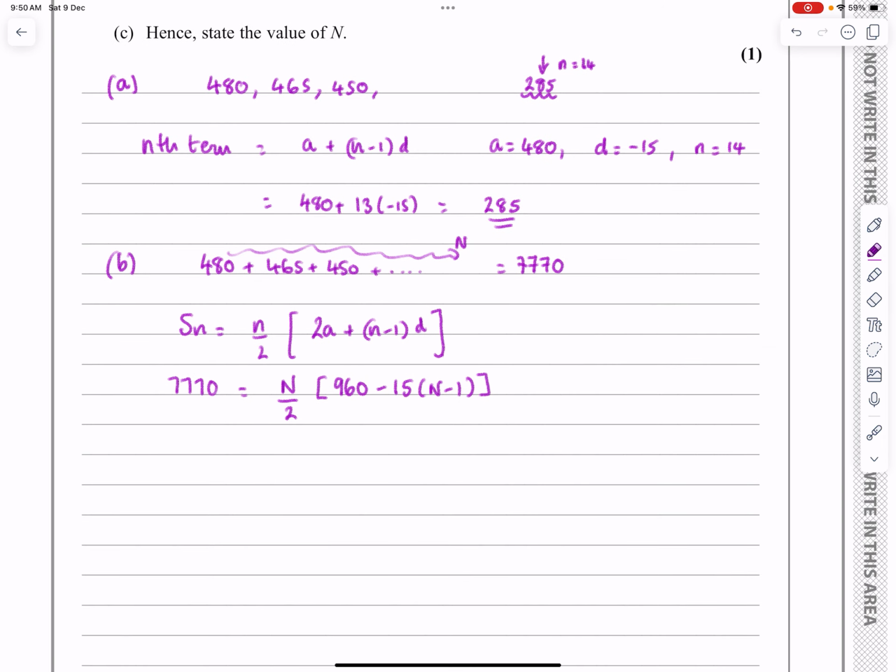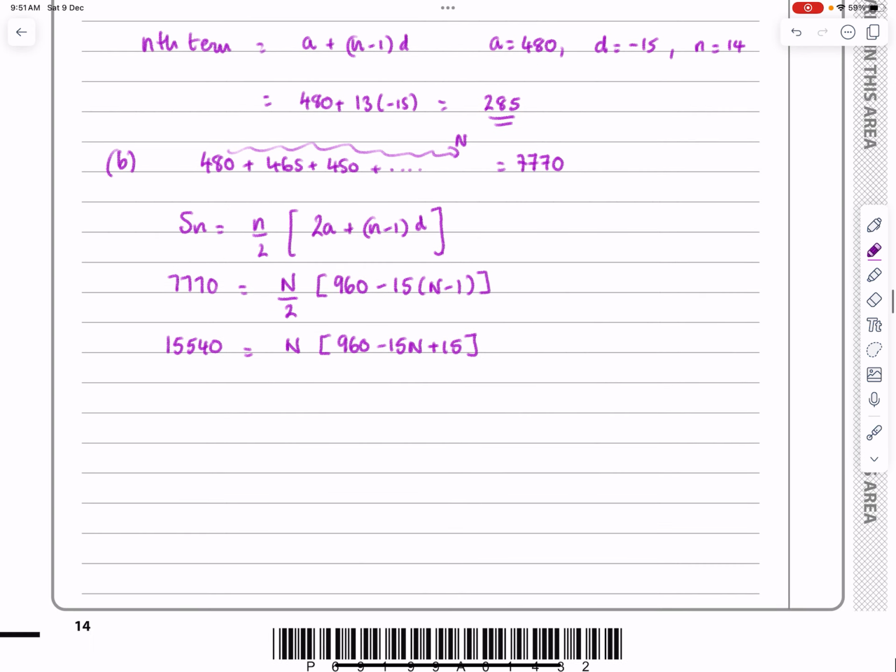So let's tidy this all up, multiply everything by 2 first of all. If I multiply everything by 2, what's 2 lots of 7770? That's 15540 is equal to n, open bracket, 960. I'll tidy up this as part of this bracket here. That's minus 15n plus 15. Okay, multiply out the bracket, so I'm going to get 15540 is equal to 960n minus 15n squared plus 15n.